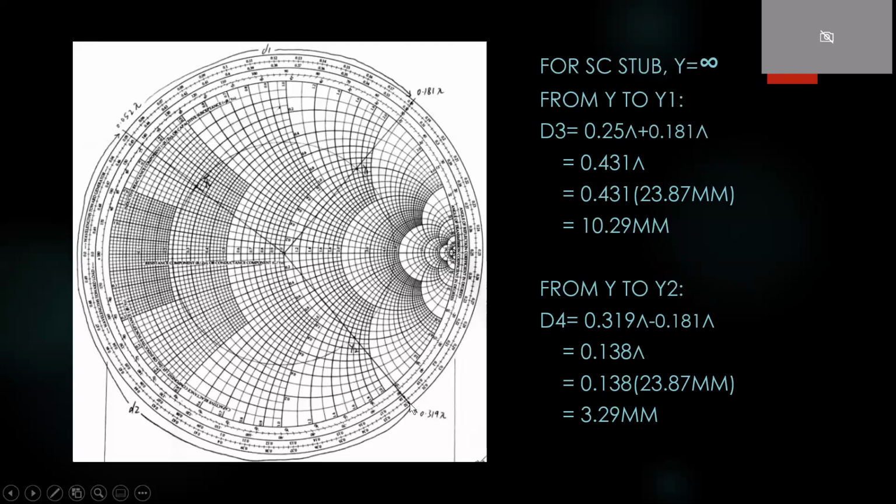It means from here, we just minus the value for here. Then the distance between these two, from here to here, is 0.138 lambda. After we multiply with the lambda value, we get 3.29 millimeter. These two, D3 and D4, are found to determine the length of the short circuit stub.